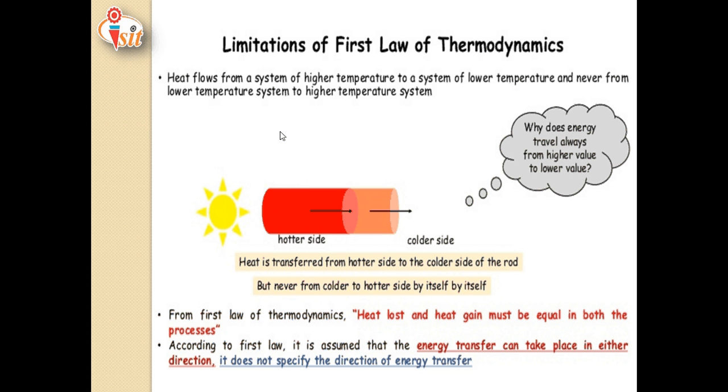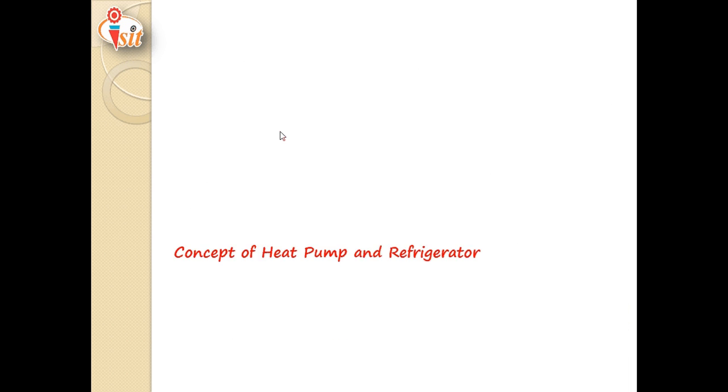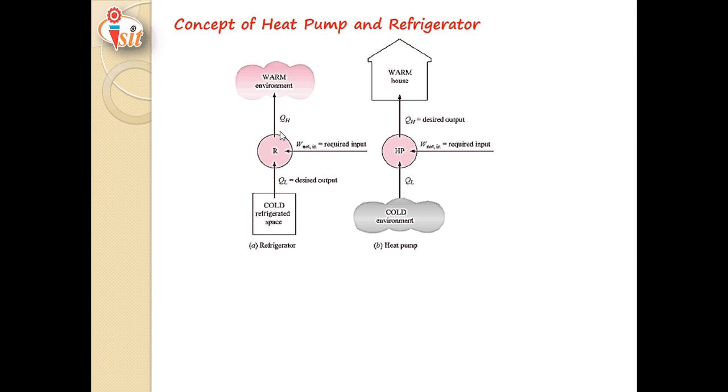Also, according to the first law of thermodynamics, it is assumed that energy transfer can take place in either direction. It does not specify the direction of heat transfer. These are some limitations of the first law of thermodynamics.